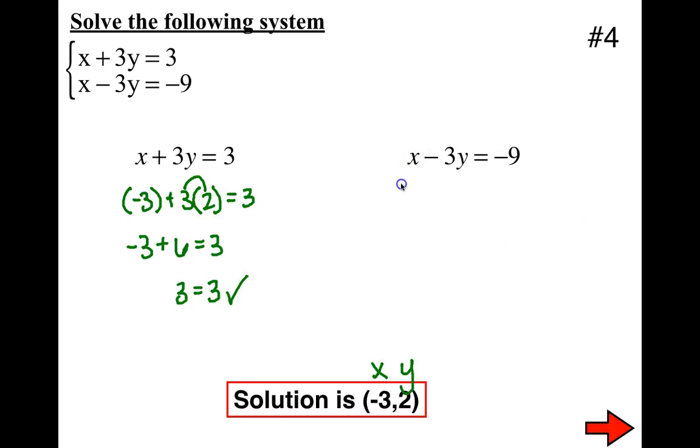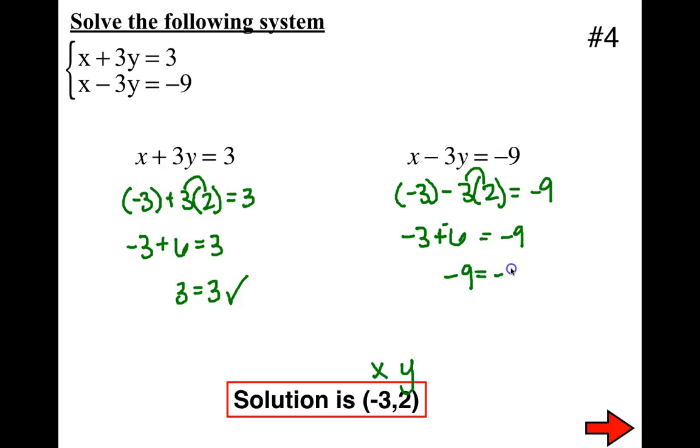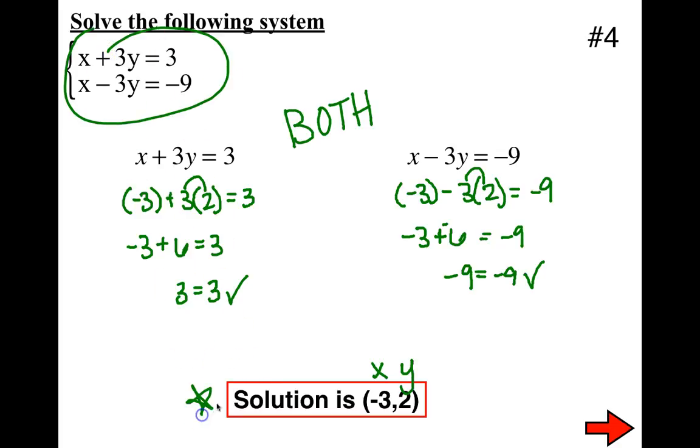On this side, we have negative 3 minus 3 times y, which is a 2, equals negative 9. Here we are left with negative 3. Negative 3 times 2 is negative 6, equals negative 9. Simply add the opposite, which leaves me with negative 9 equals negative 9. Since it works for both, I can confidently say that the solution to this system is indeed negative 3, 2.